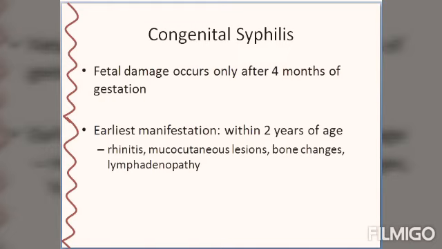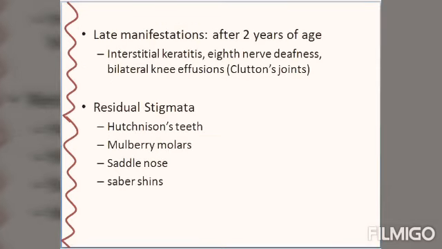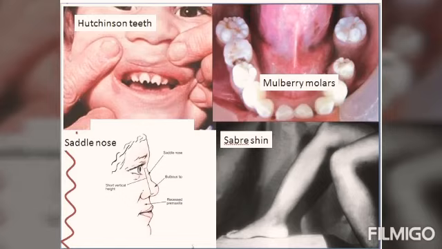Last, about congenital syphilis. Here, fetal damage occurs only after 4 months of gestation. The earliest manifestations appear within 2 years of age with rhinitis, mucocutaneous lesions, bone changes, and lymphadenopathy, whereas the late manifestations usually appear after 2 years of age. They are interstitial keratitis, eighth nerve deafness, bilateral knee effusions, or Clutton's joints. Next is about residual stigmata. They are Hutchinson teeth, mulberry molars, saddle nose, and saber shin.